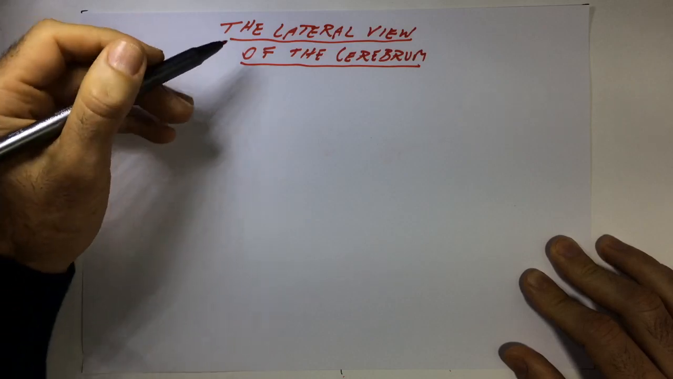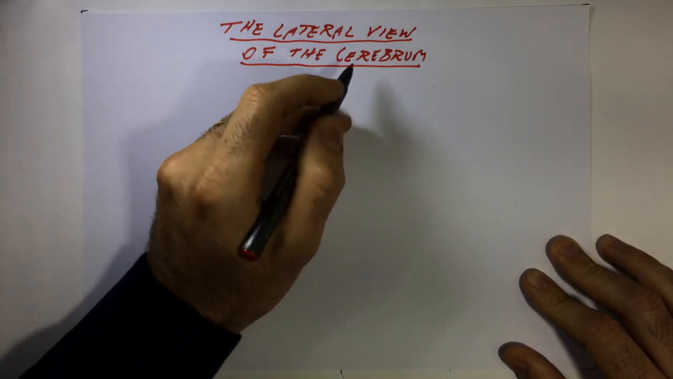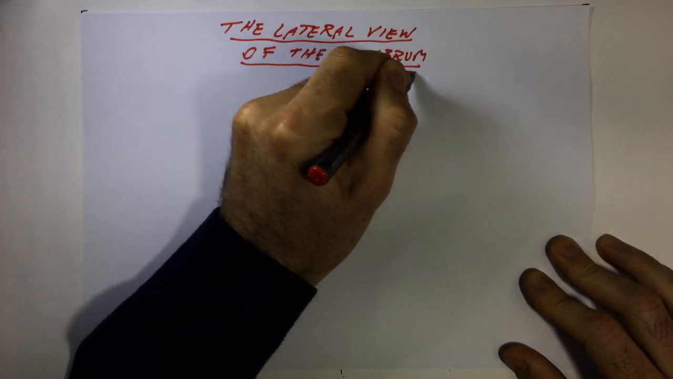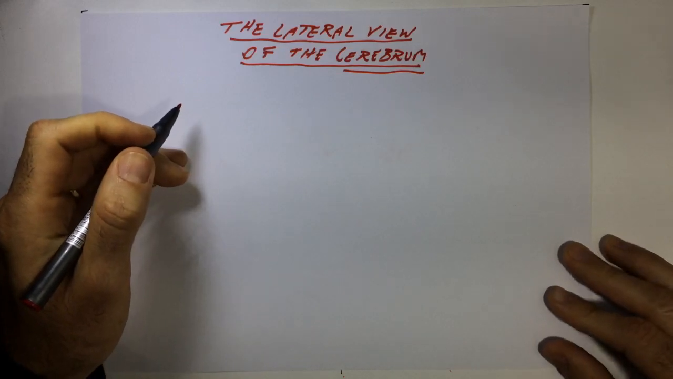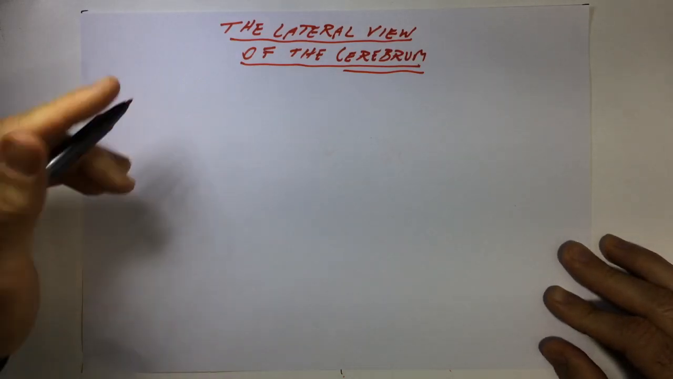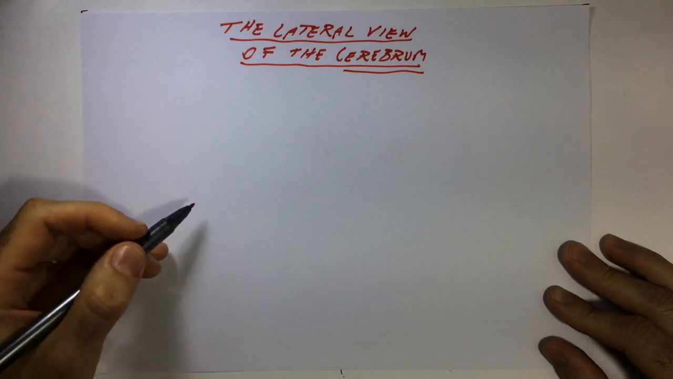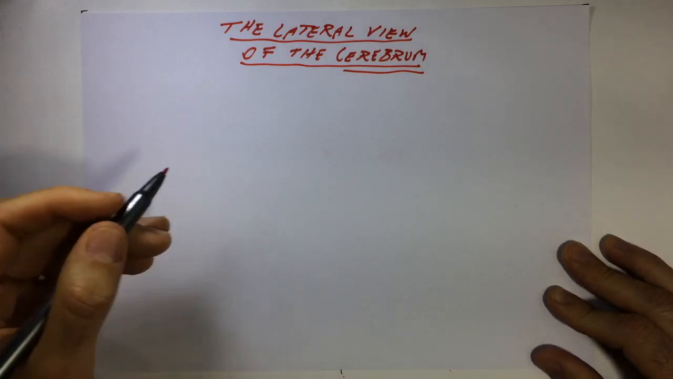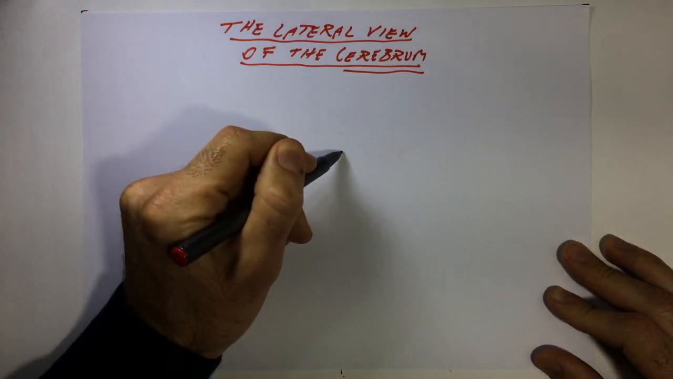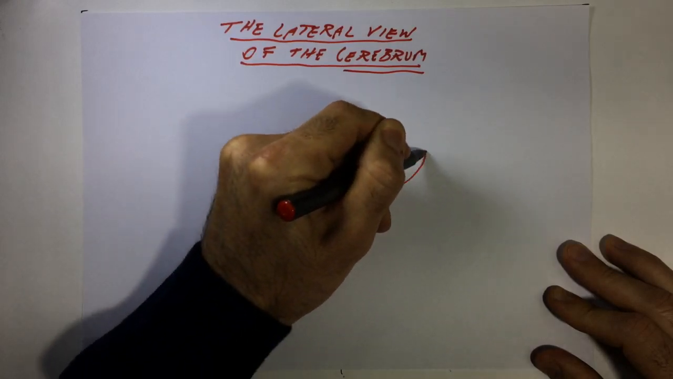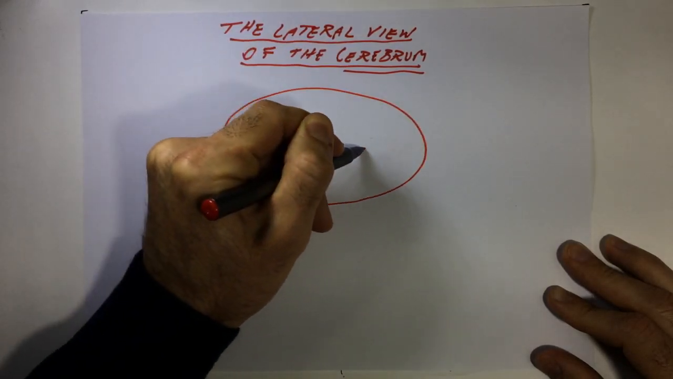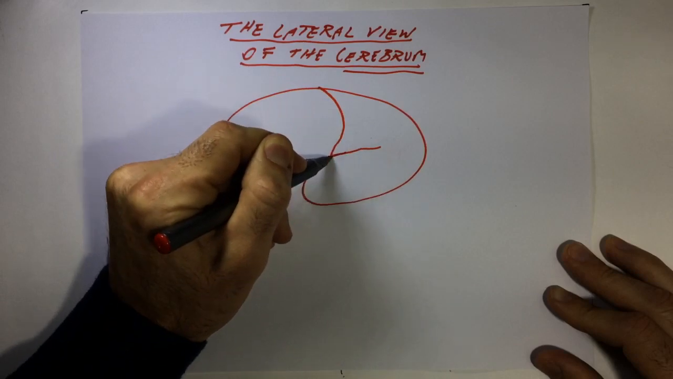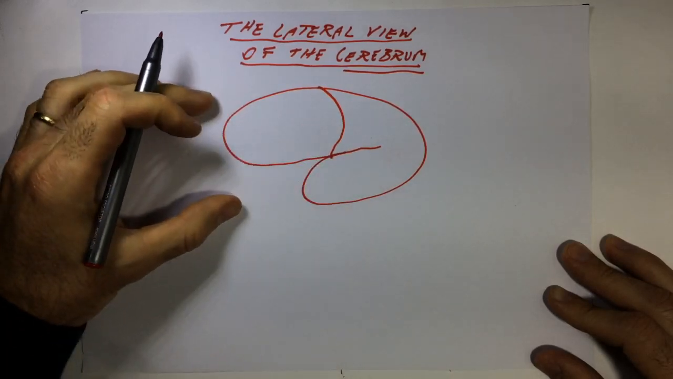And today we're going to see the lateral view of the cerebrum. I chose to write here cerebrum instead of brain, which is way more common when people talk about the lateral view, because I want to highlight that there is one part of the brain that is called cerebrum, which is this part here. So that would be the cerebrum.